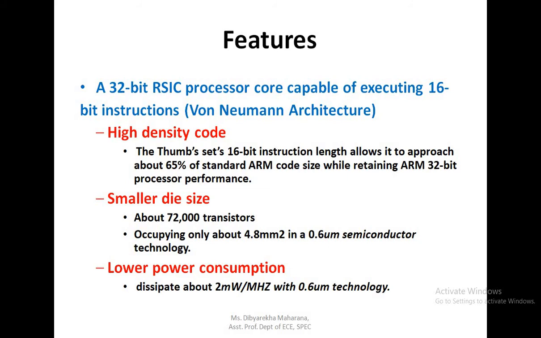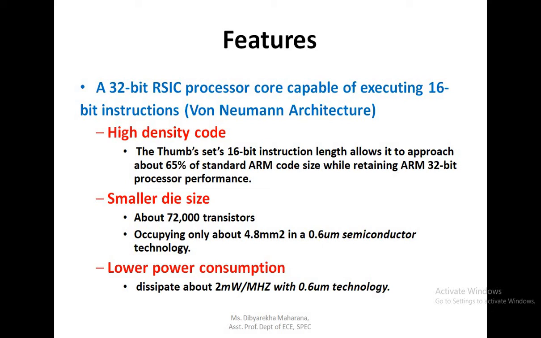Now coming to the features. The ARM is a 32-bit RISC processor capable of executing 16-bit instructions, and it uses von Neumann architecture. It has high-density code. The Thumb 16-bit instruction length allows it to approach about 65% of standard ARM code size while retaining ARM 32-bit processor performance.